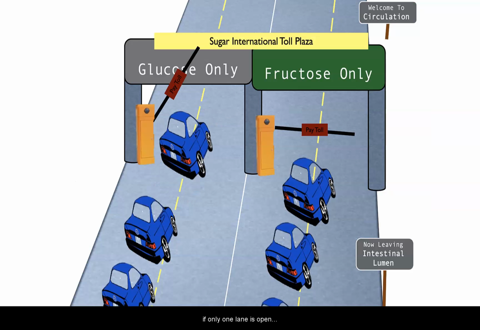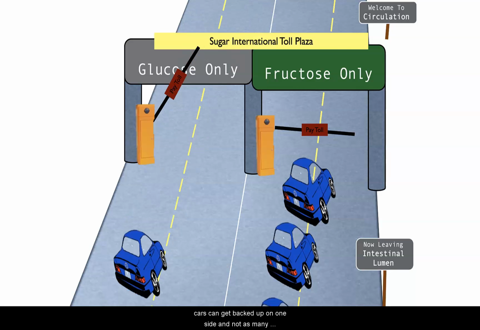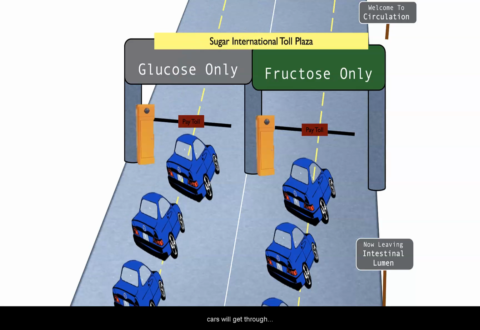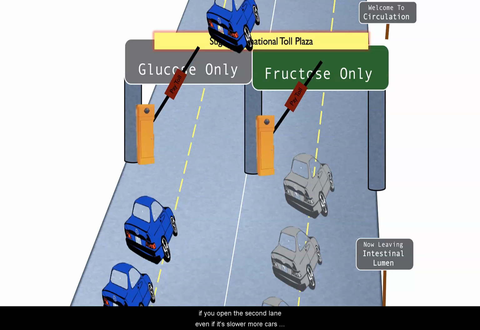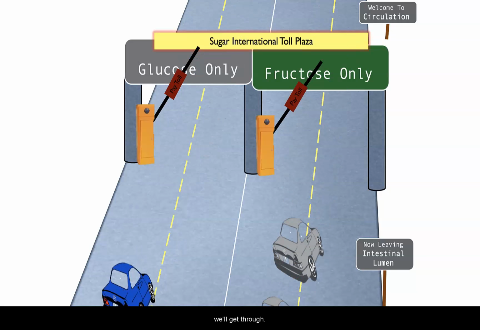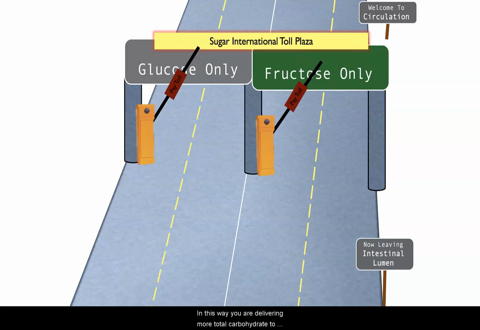If only one lane is open, cars can get backed up on one side and not as many cars will get through. If you open the second lane, even if it's slower, more cars will get through. In this way, you are delivering more total carbohydrate to the body and can also help avoid a backup of angry drivers or GI upset.